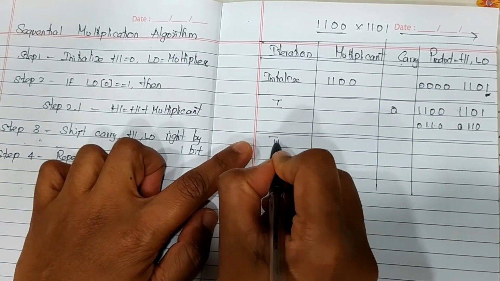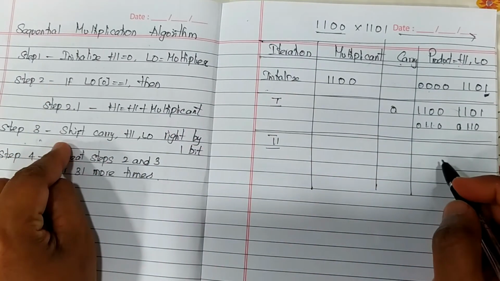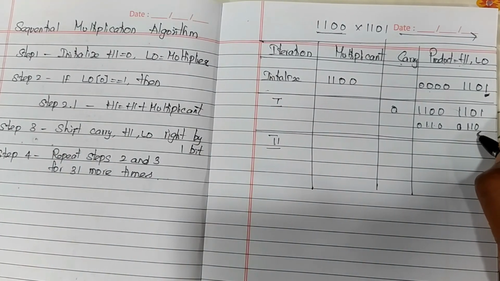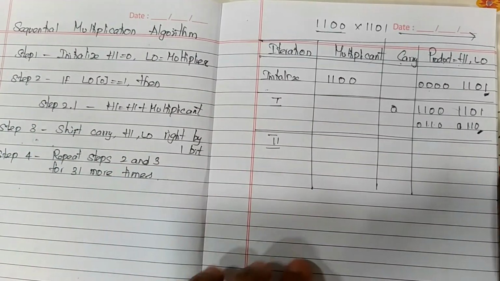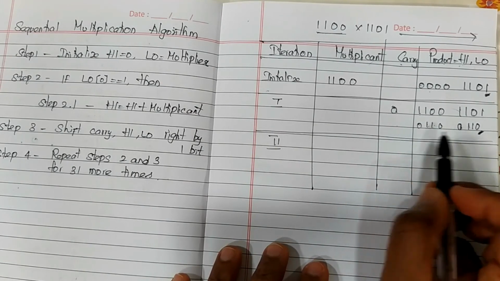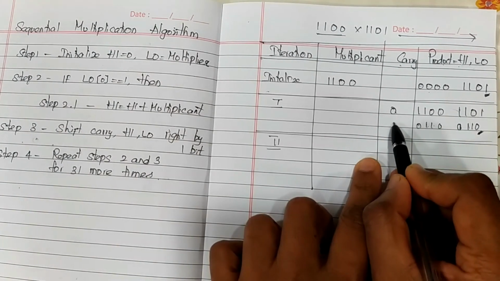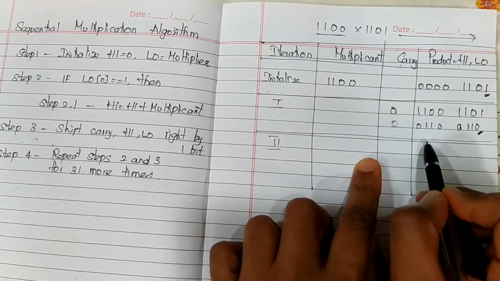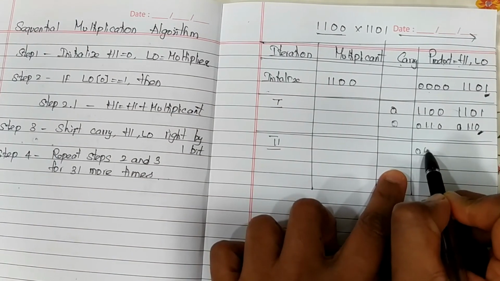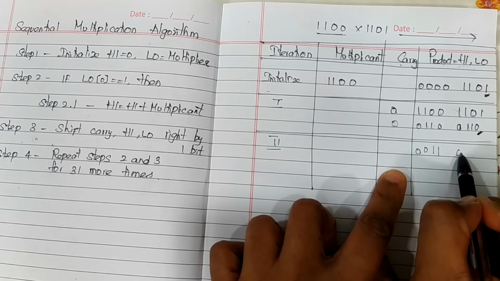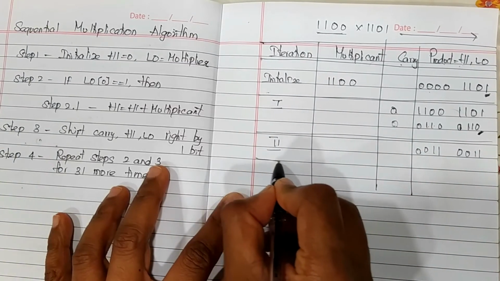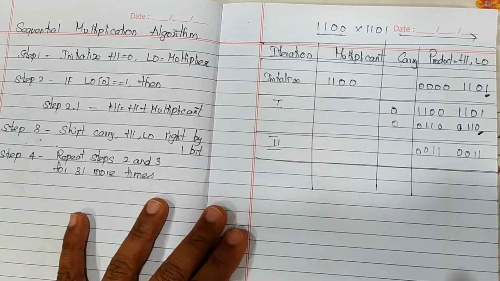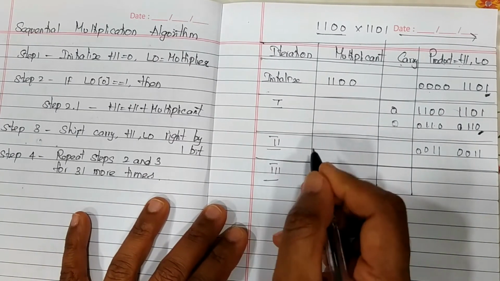Now let's move on to iteration 2. Again the steps 2 and 3. It's asking you to check the least significant bit of the low register. Now it is 0, so you don't have to do the addition. You go to step 3. Shift the carry and the high and the low to the right side. So here carry is 0. When you shift, this 0 comes here to the high register. 0 here, 1 and 1 here. This 0 comes here, and 0 and then 1 and 1. Like this is iteration 2.